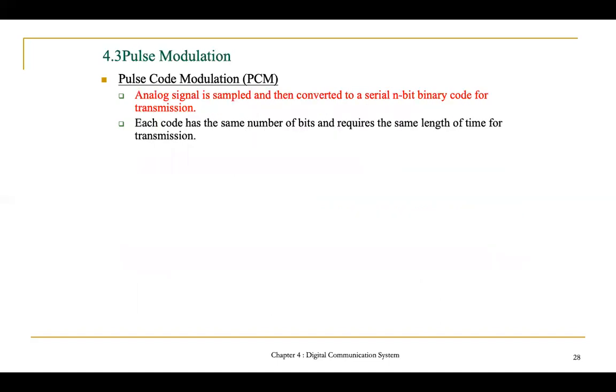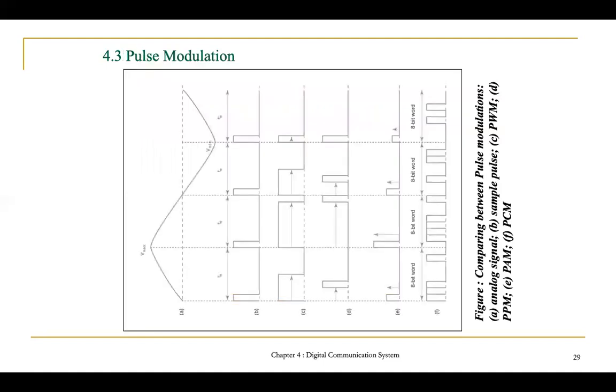And lastly is pulse code modulation, or PCM. PCM is where the analog signal is sampled and then converted to a serial n-bit binary code for transmission. This is the one that we will focus on in this chapter 4 part 2. Okay, so this is the figure.